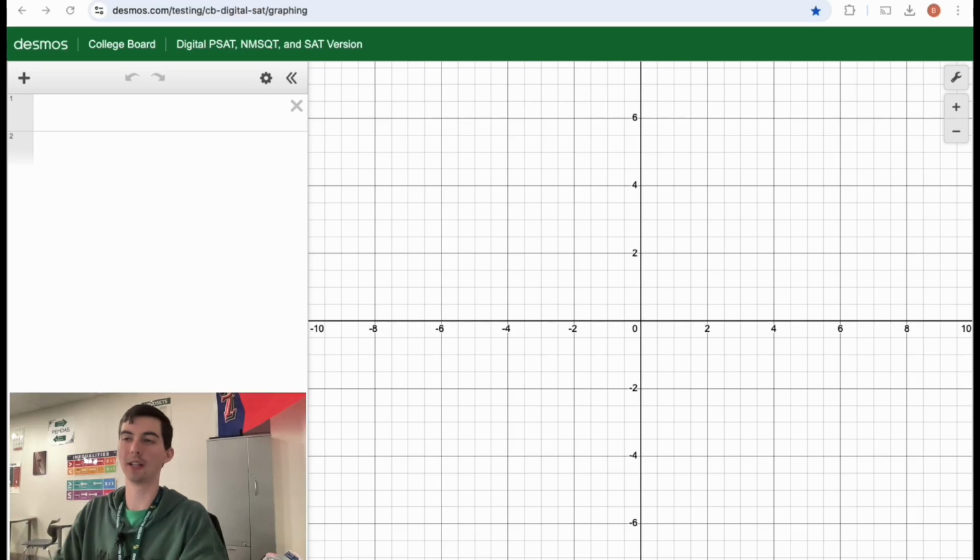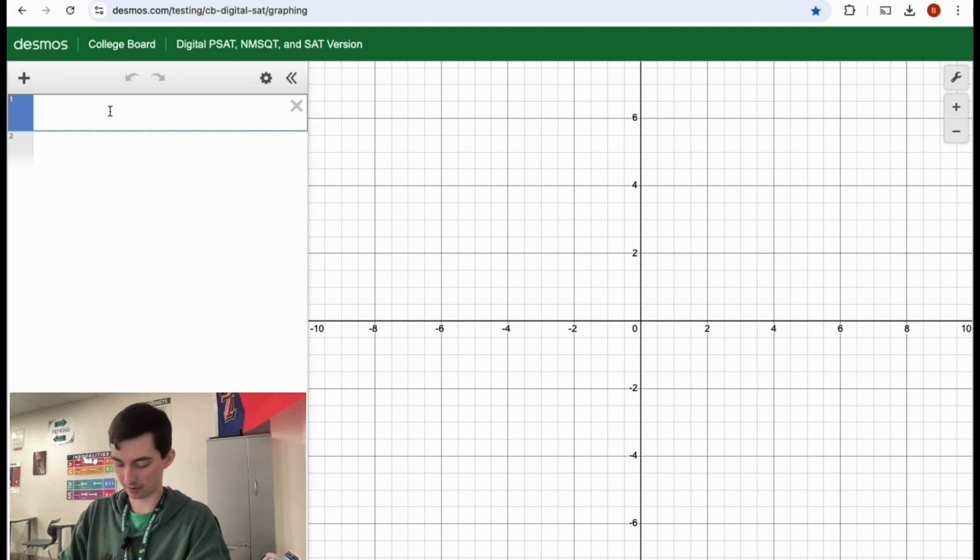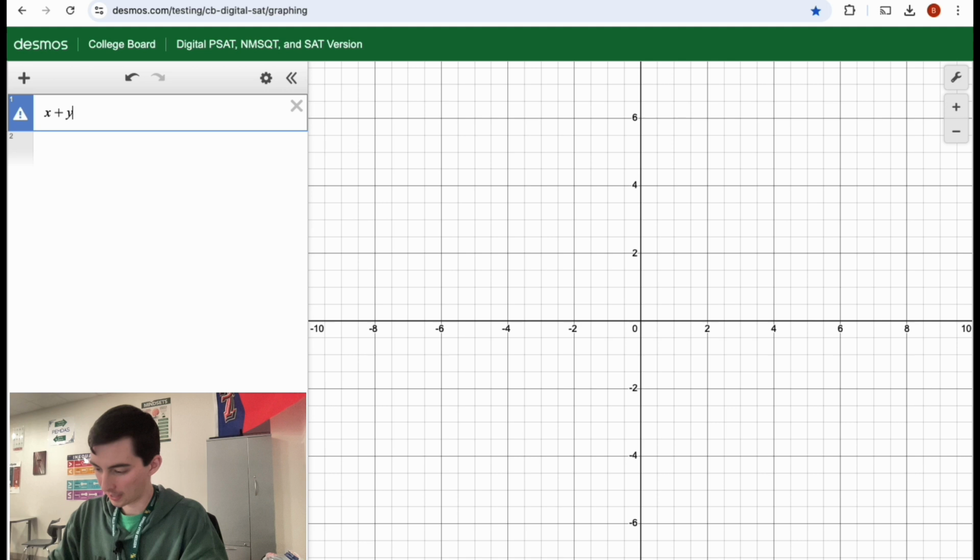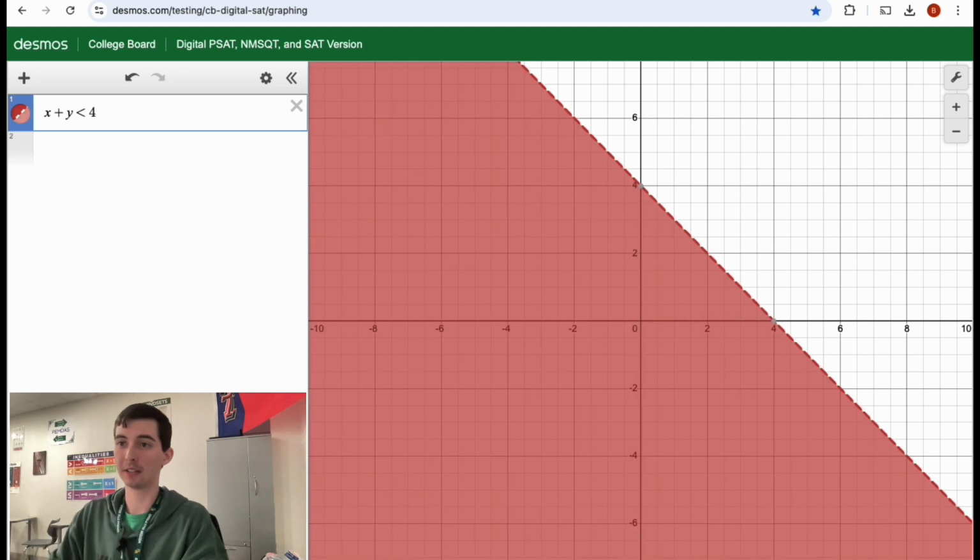So here we are in the SAT graphing calculator in Desmos. So we're going to plug in these two examples that we have and figure out what they are. So the first is x plus y is less than 4. And so when I graph it, it tells me what color it is and it's everything below.